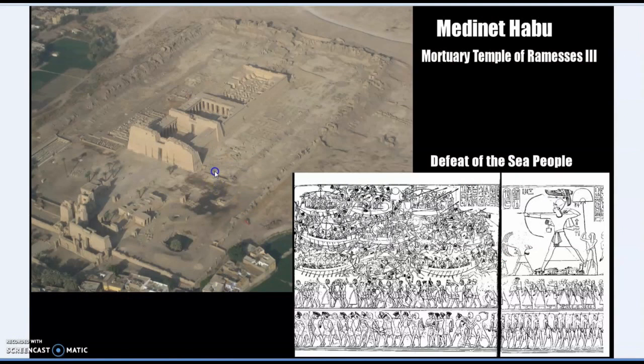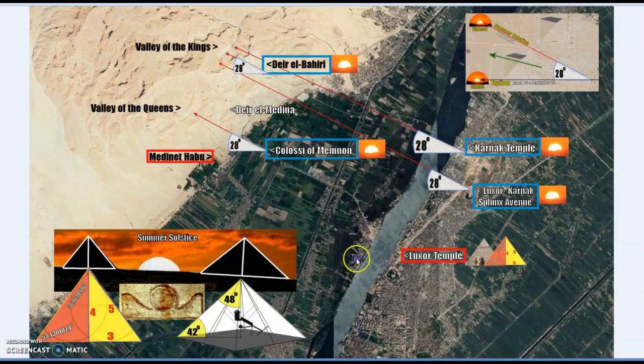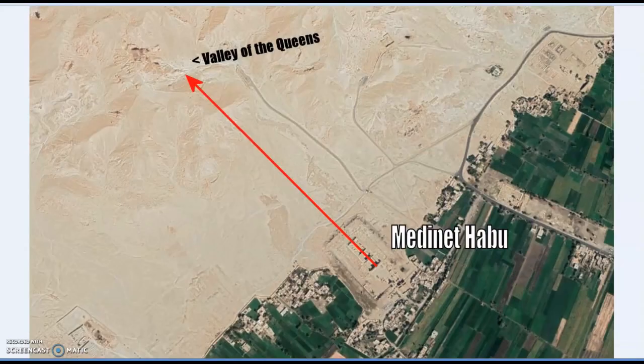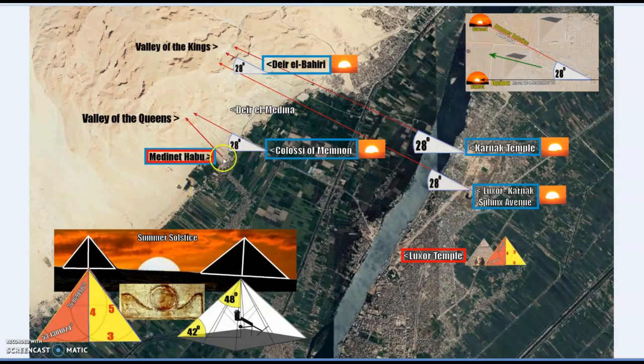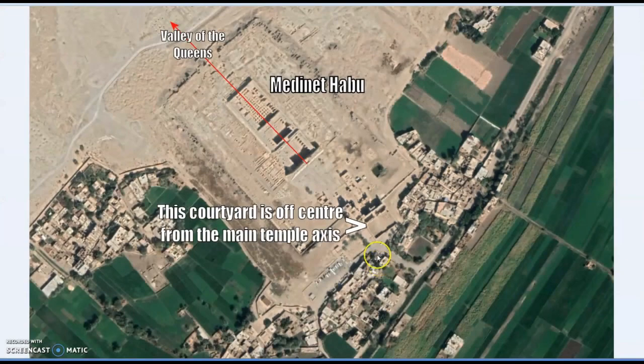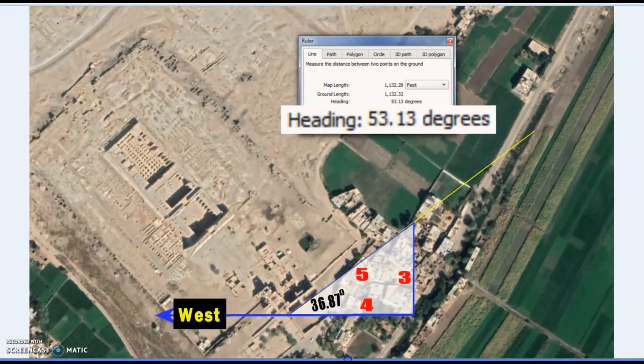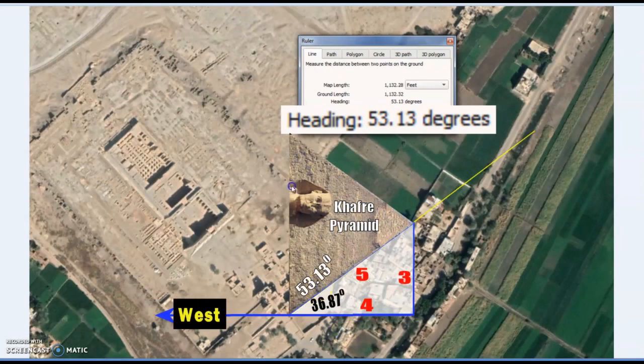Medinet Habu, another major temple, included many features, but what's the main alignment? Now if you go back to these ones, it points to the Valley of the Kings. Now this one points to the Valley of the Queens. I wouldn't be surprised if it points to a specific place in there as well. So you notice even it's off, again, that's pointing to the Valley of the Queens. Then we have this courtyard on the outside, which is again off axis of the major temple. What's the angle? 53.13 degrees, which is the Khafre Pyramid angle.